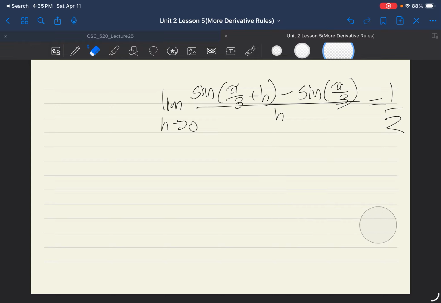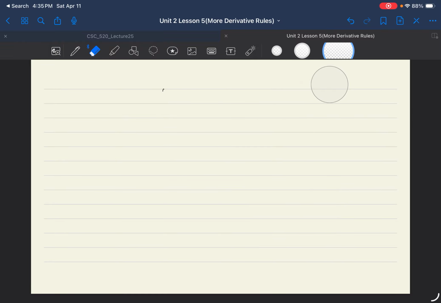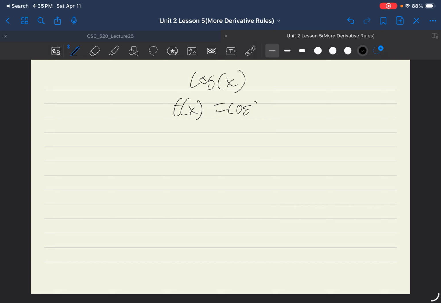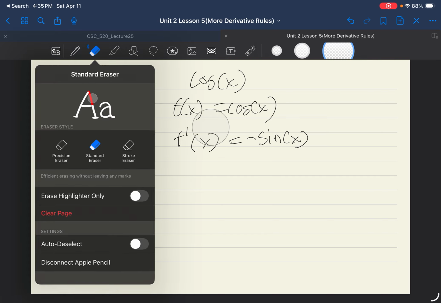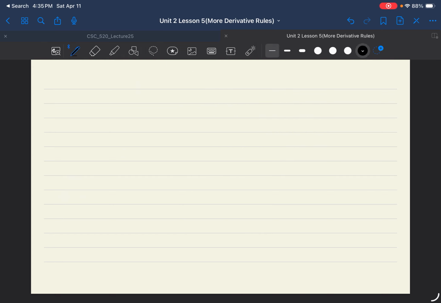Same thing with limit at a point. Then we'll go over cosine of x now. If f of x is equal to cosine of x, then f prime of x will be equal to minus sine of x. Right? So again, we'll do another example, this time limit at a point.